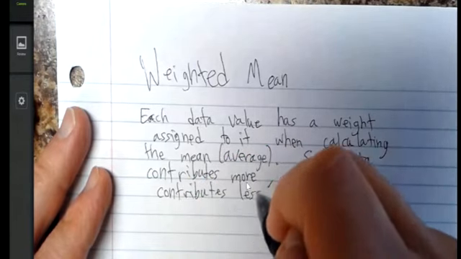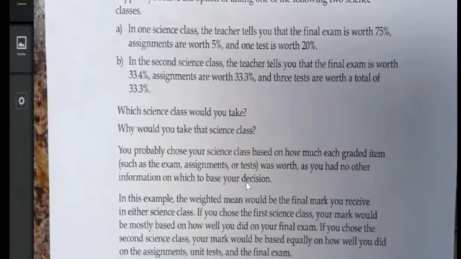Suppose you have the option of taking one of the following 2 science classes. In one science class, the teacher tells you that the final exam is worth 75%. Assignments are worth 5% and one test is worth 20%. So you've got a lot resting on the final exam in this course. In the second course, now with a different teacher, final exam 33.4%, assignments 33.3%, and 3 tests that are worth a total of 33.3.